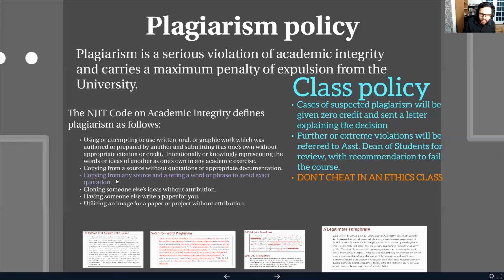In particular, copying from any source and altering any word or phrase to avoid exact quotation, that's also plagiarism, right? So it's not just copying directly. Changing certain words into other words or changing the arrangement of words, that's also plagiarism.